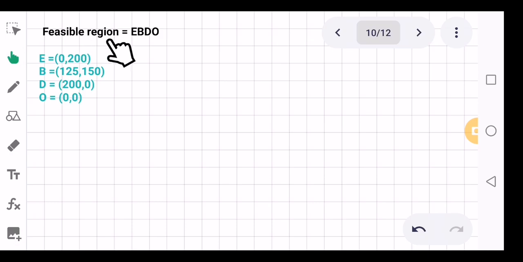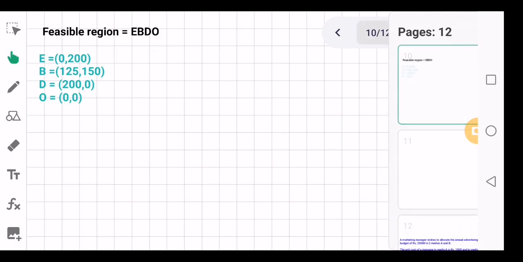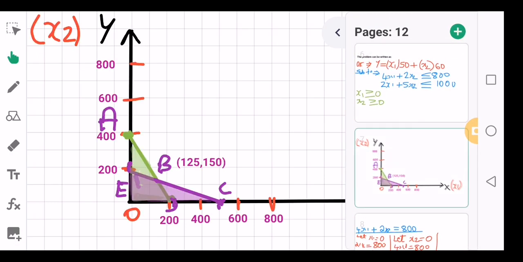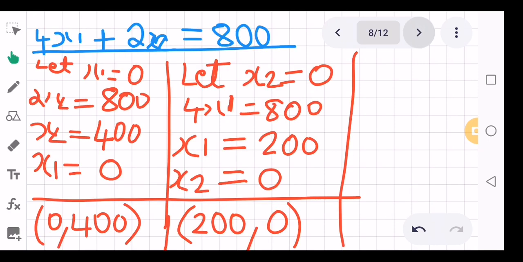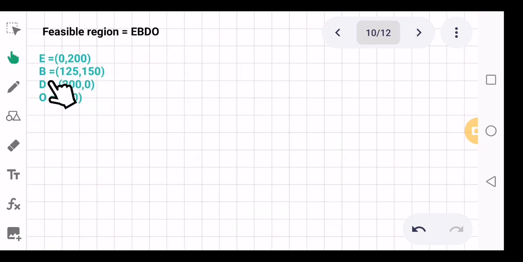So the feasible area is EBDO, as you saw in the graph. EBDO is the feasible area. These are the points: this is the point E, this is the point B, this is the point D, and this is the point O.